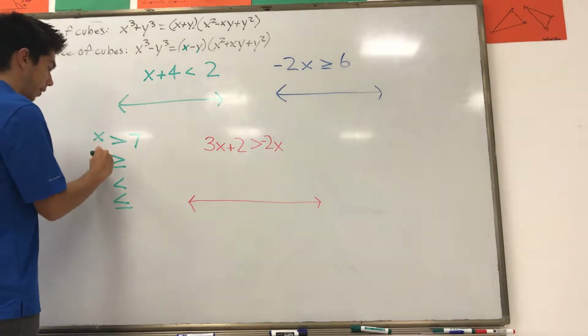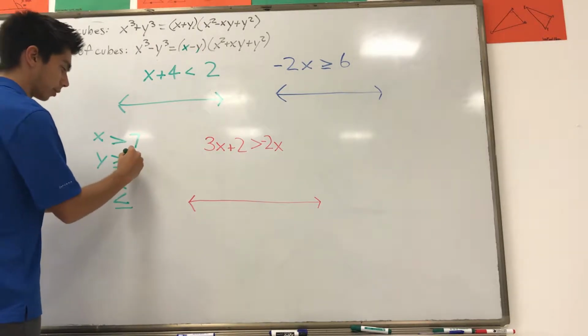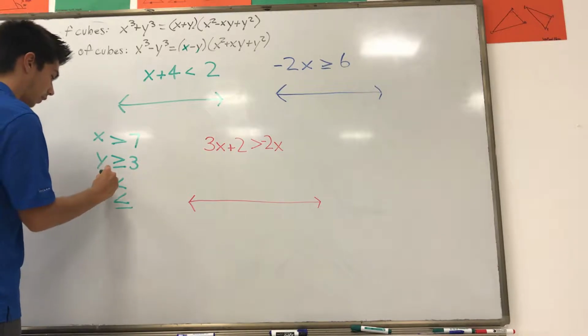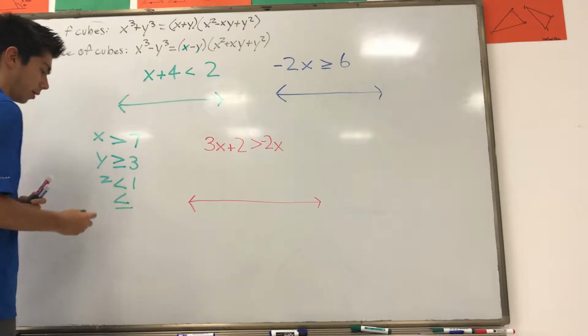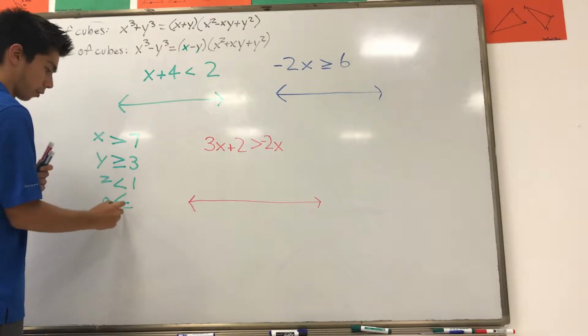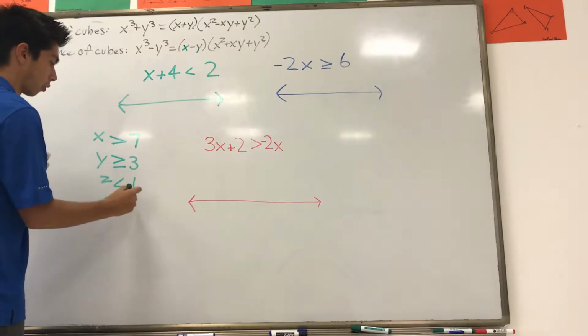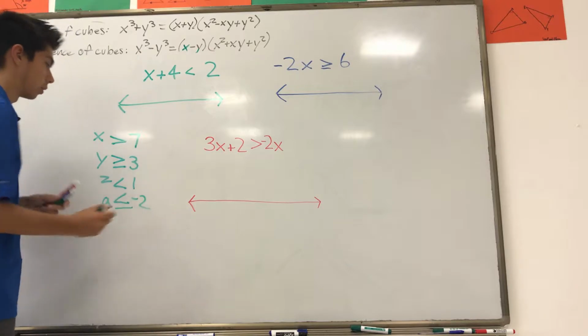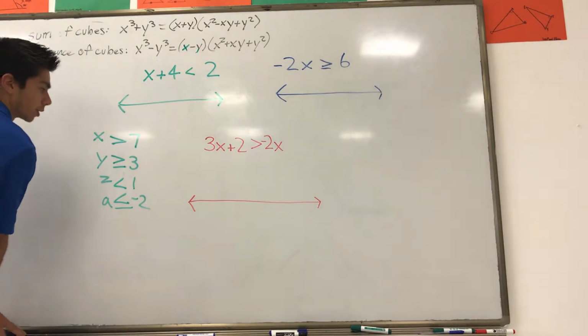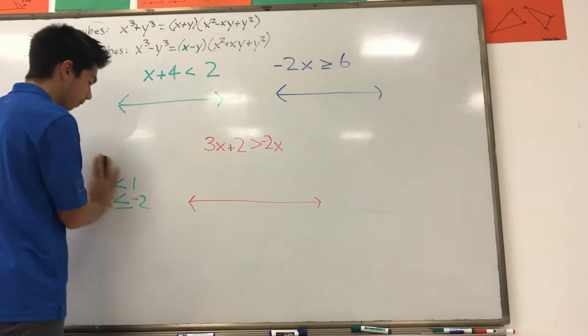If I had this here, I'd have y is greater than or equal to 3. For this one, I would have z is less than 1. And we'll just say that a is less than or equal to, so this bottom bar means less than or equal to, -2. Okay, so these are just your symbols. And we're going to use those instead of equal signs for this inequalities lesson.